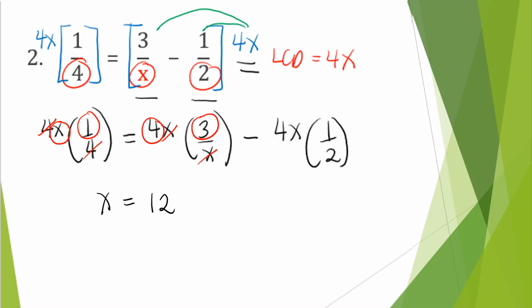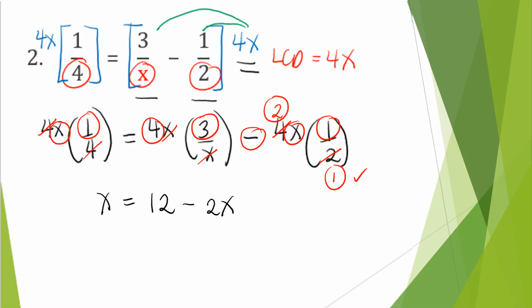Next, cancel 4 and 2. Both numbers are divisible by 2. So 2 divided by 2 is 1, and 4 divided by 2 is 2. So 2 times x times 1 is 2x, divided by 1 is 2x. So we have minus 2x.